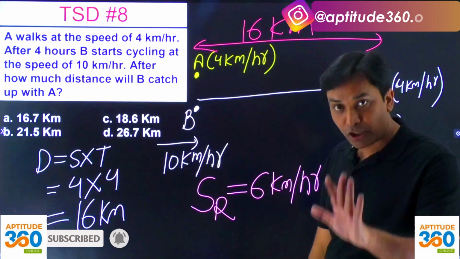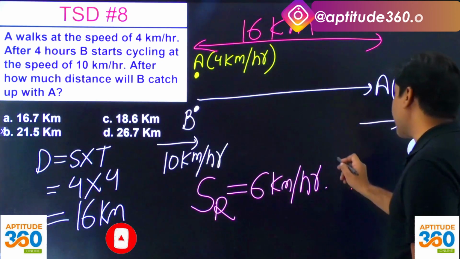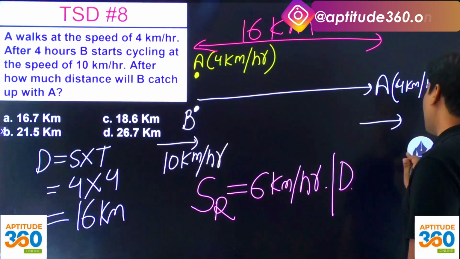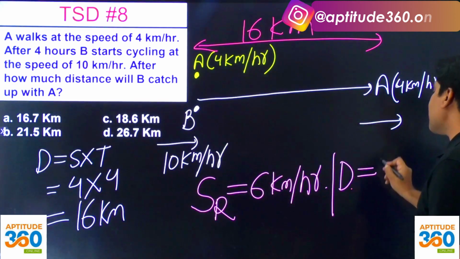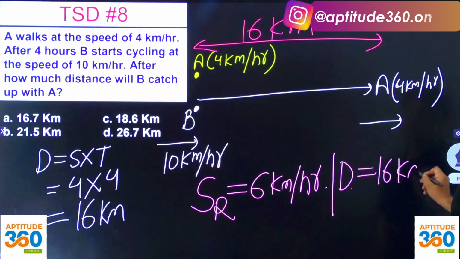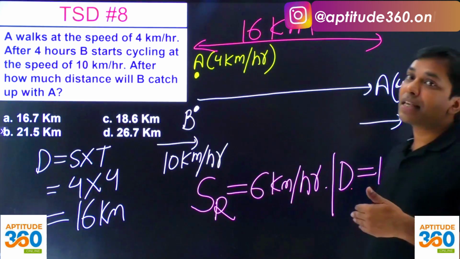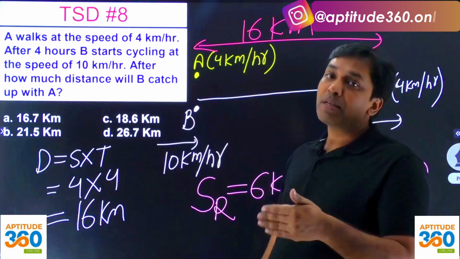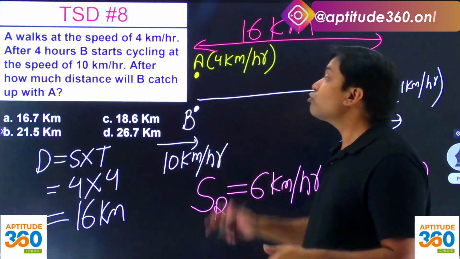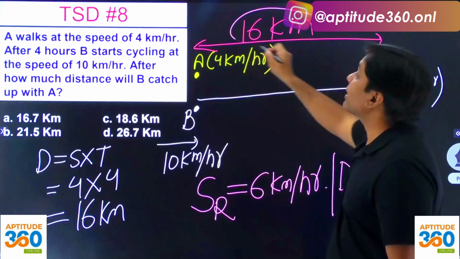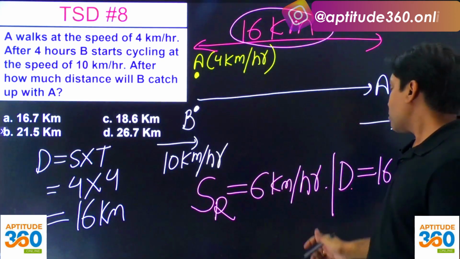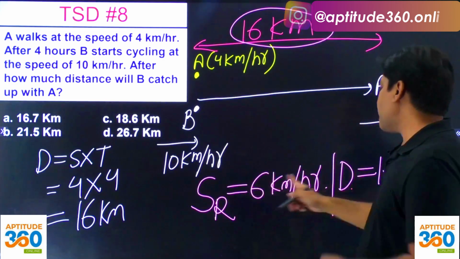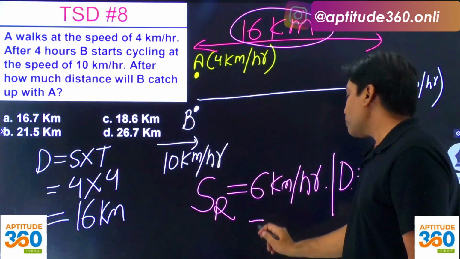Do you understand the interpretation? I hope you're understanding. What is the relative distance out here? The relative distance is 16 kilometers. B runs 6 kilometers more than A in one hour, and how much more does he have to run? He has to run 16 kilometers more. So we know the speed, we know the distance. What is going to be the time?